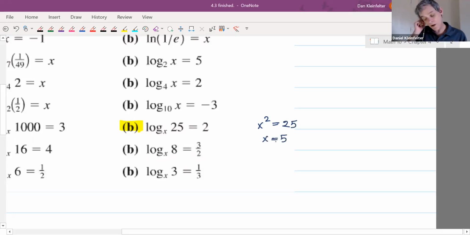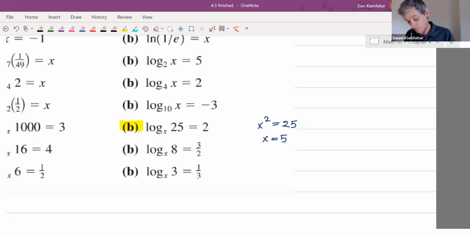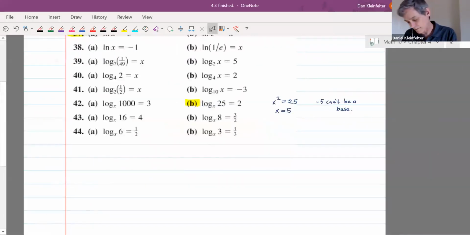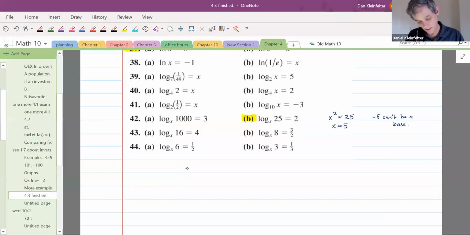Okay, so an important note here is that it's not plus or minus 5. The bases for exponential functions have to always be positive, right? Although -5 and 5 are both solutions of this quadratic equation, we're not going to have -5 as a base for a logarithm. So -5 can't be a base. So the solution to our logarithm equation then is just the 5. Okay, so there's a couple of examples there.